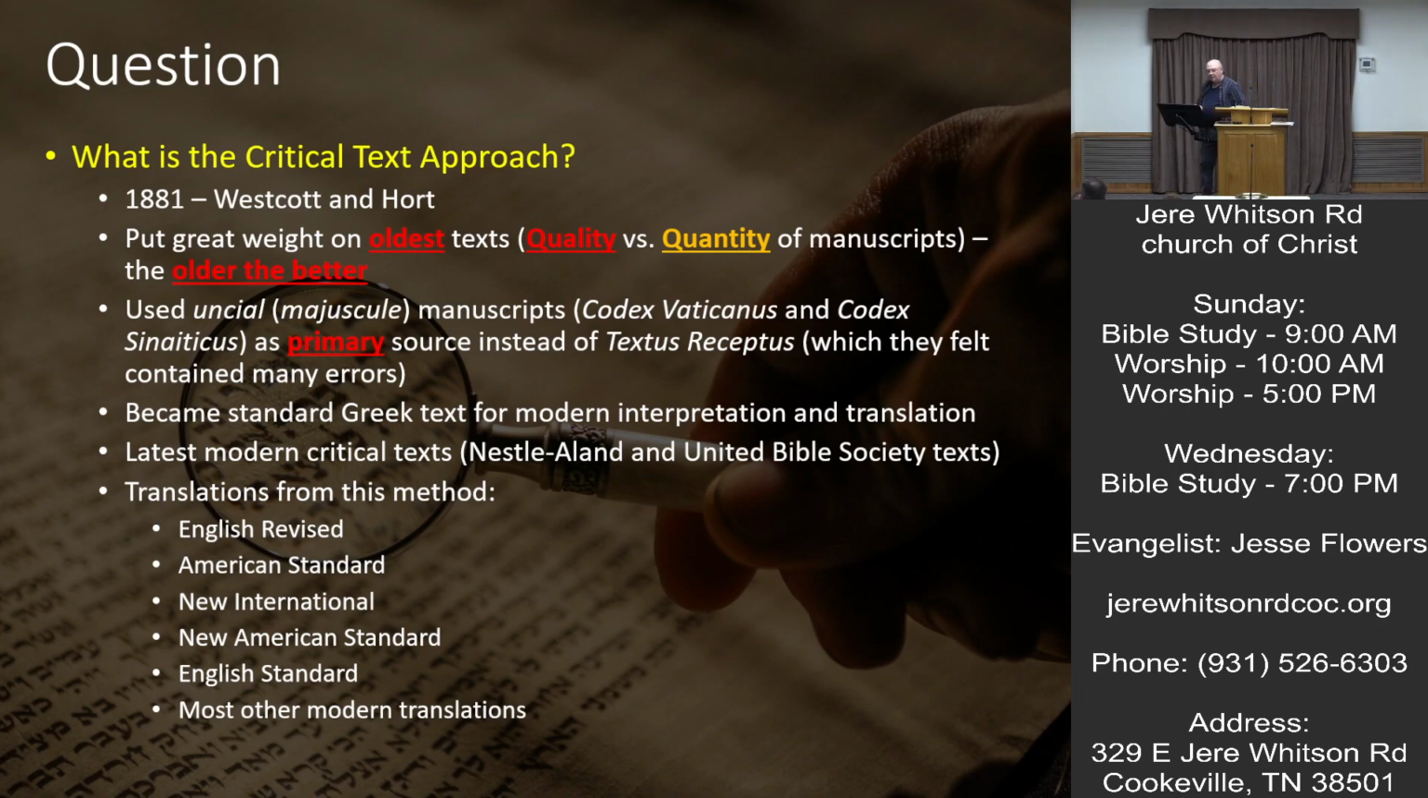Now, you remember when the Codex Sinaiticus was found? The other two were already available, Alexandrinus and Vaticanus. Yeah, those were already available. But you remember what year the Sinaiticus was found by Tischendorf? 1844, right. So this is 1881. It's about 40 years later.